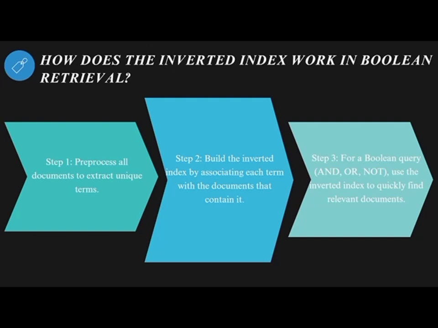For example, if the word cat is in documents 1, 3, and 5, it will be mapped to those documents. Step 3 is the Boolean query using and, or, and not. When a Boolean query is made, the inverted index is used to quickly find which documents are relevant. For example, if you search for documents with cat and dog, the system will retrieve the documents containing both the terms by using the inverted index.